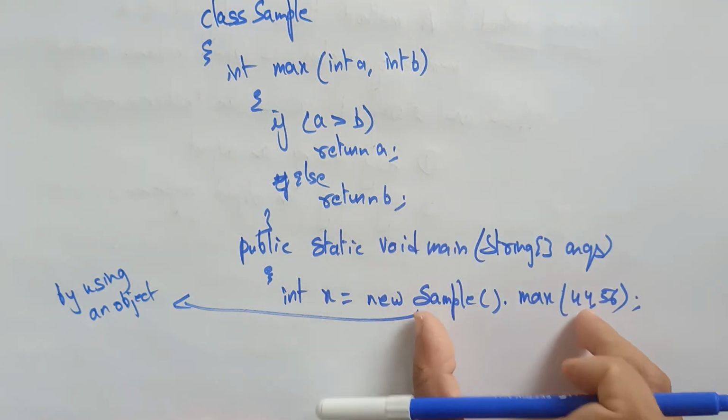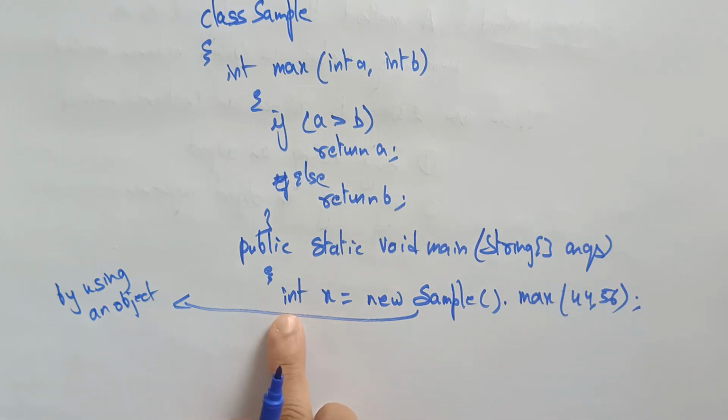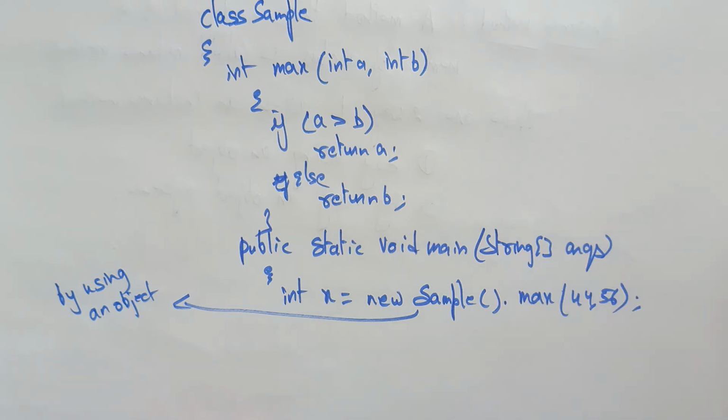So whatever the maximum value is there, that will be copied into the object reference x, and the return type is integer. Because the return type is there, you have to mention integer. Suppose the return type is not there, you just simply read, no need to mention anything. So int x is equal to new sample dot max 44 comma 56.